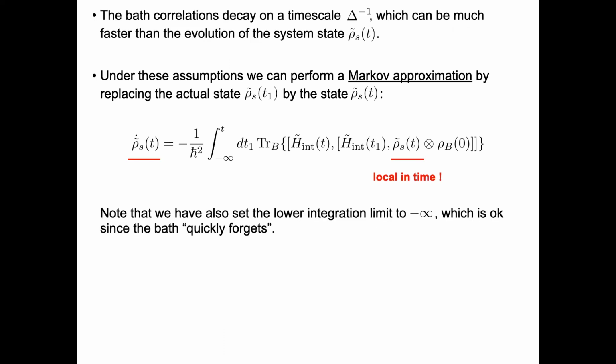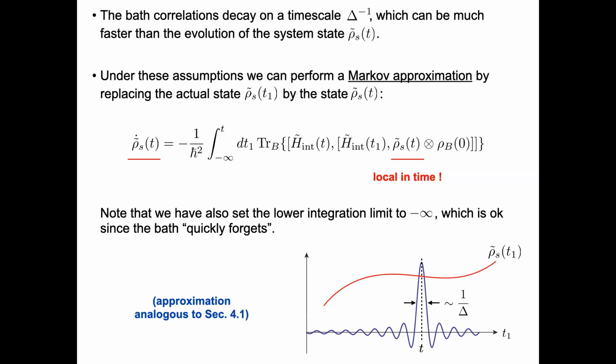And yeah, this now makes the system local in time. It's just mentioned, okay, we can set everything, because anything just depends on the upper boundaries. We can set the other one to minus infinity. The path, okay, quickly forgets, so it doesn't really matter when it started.